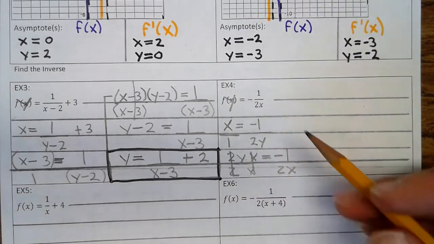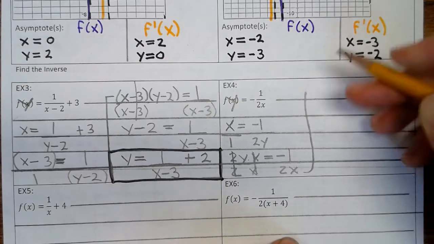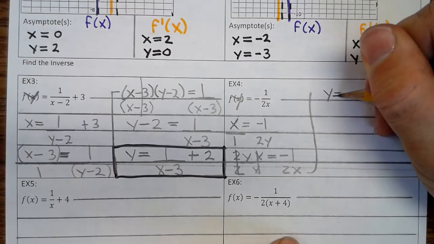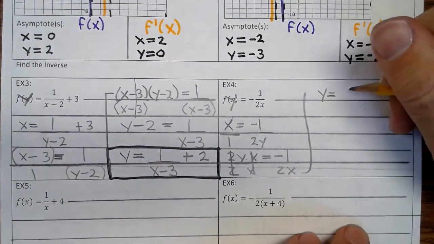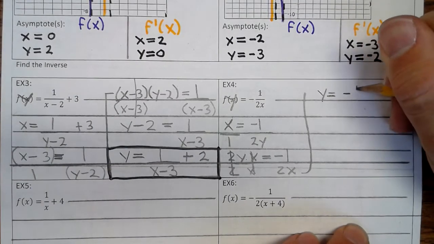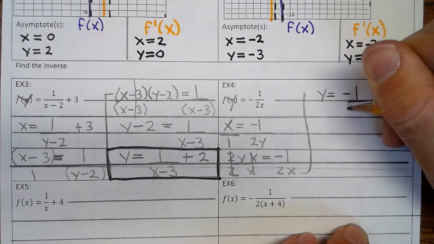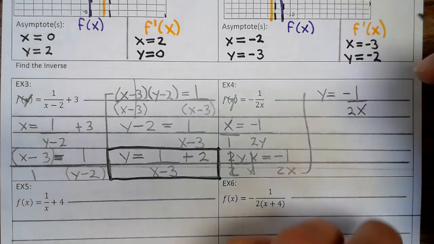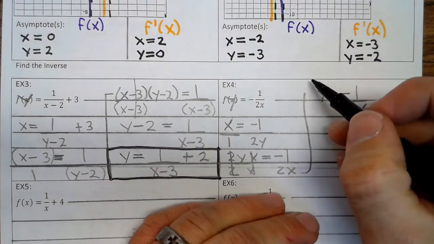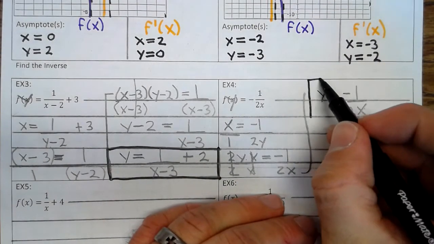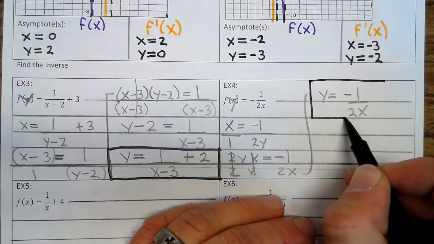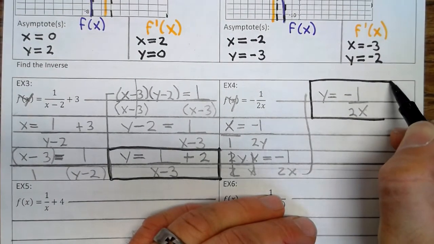That becomes 1, 1. So you have y equals -1 divided by 2x, which is fascinatingly cool. The inverse looks like it's itself. That's fascinating.